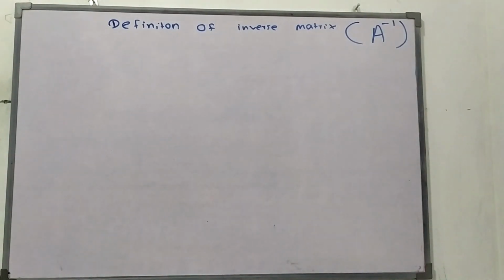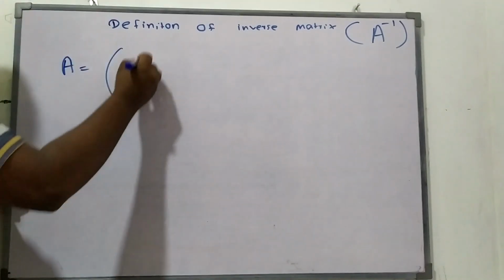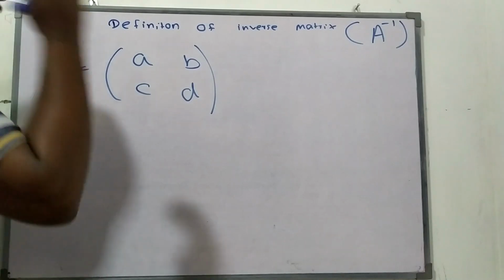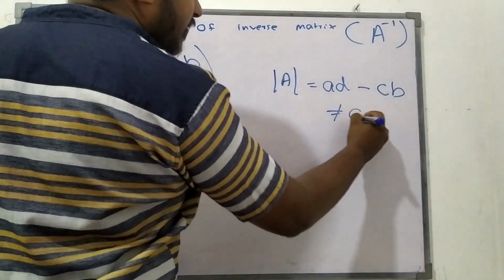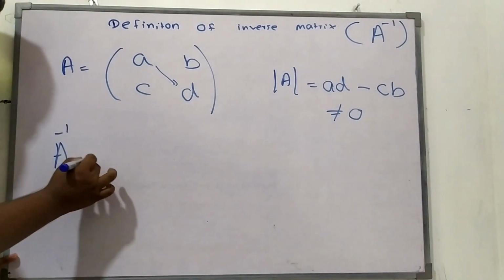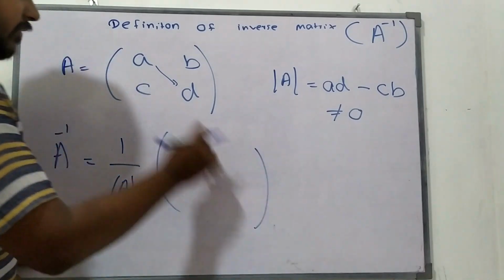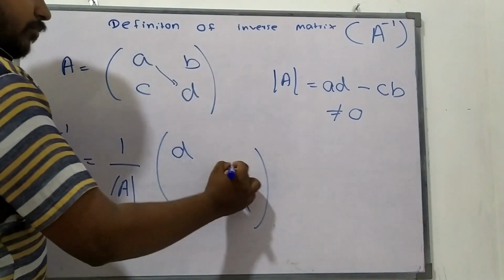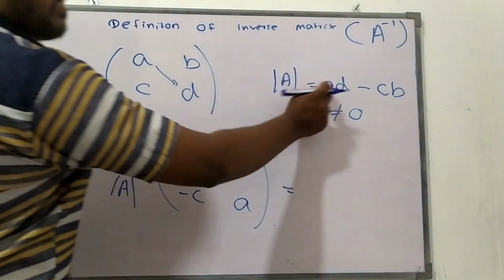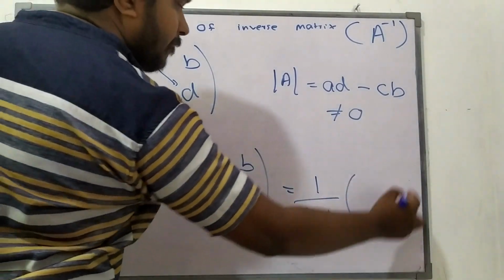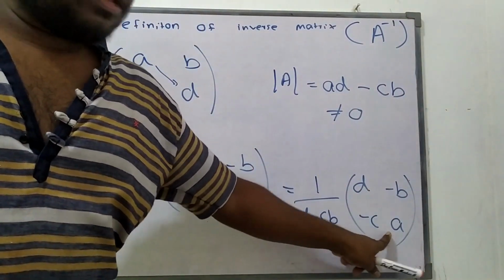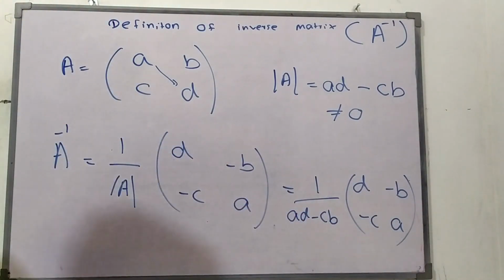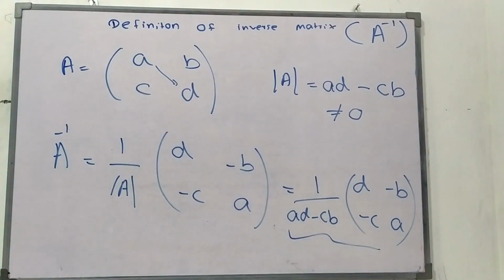We can discuss it like, assume A is the matrix with elements a, b, c, d, right? So modulus A, it's ad minus cb. We assume it's not 0, right? So what will happen to the A inverse? You just need to divide by the modulus A and swap the main diagonal elements, d and a, and multiply the others by minus: d, minus b, minus c, a, right? So now you can individually divide the elements by that value. Then you will get the A inverse. So this is the A inverse.